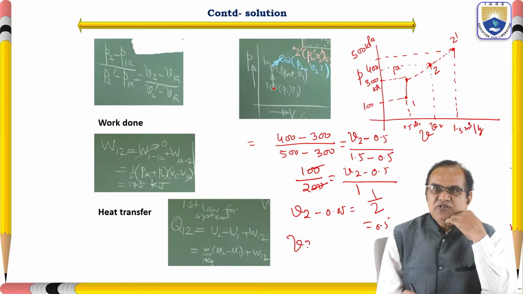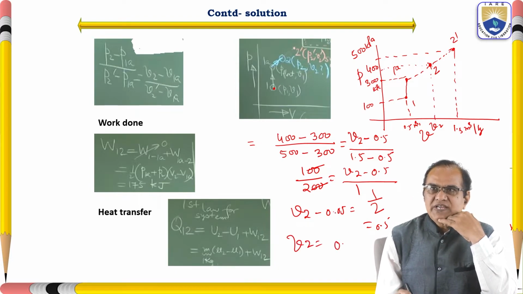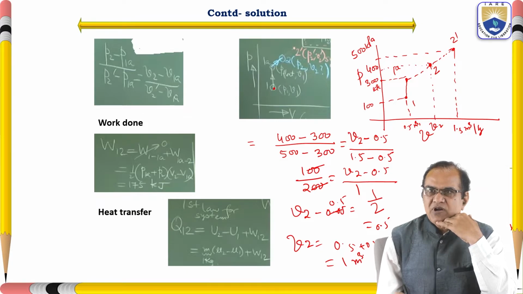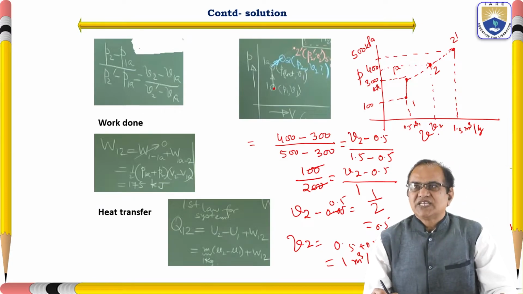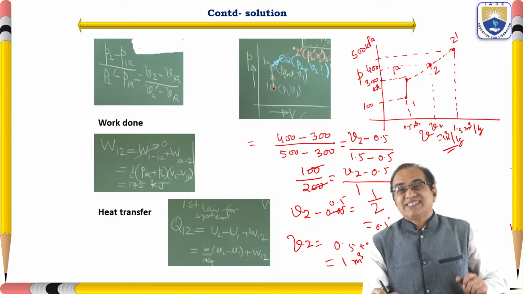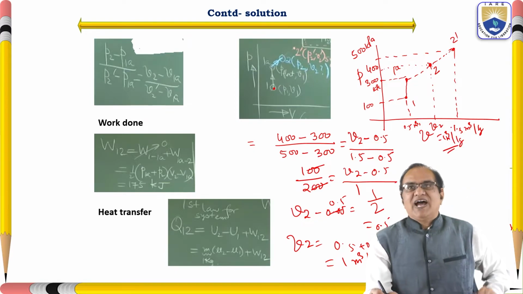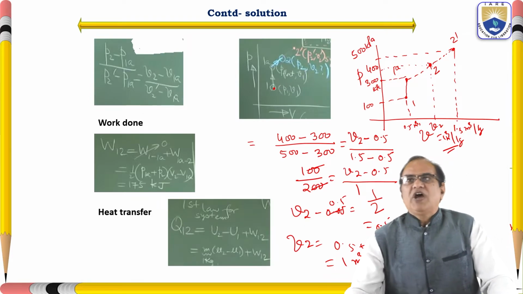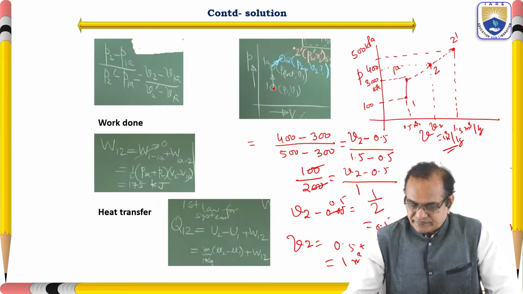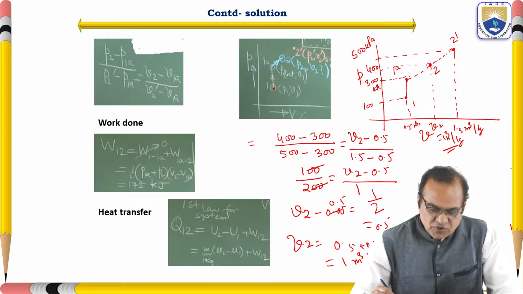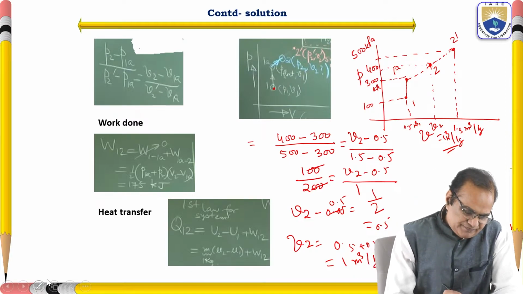So V2 is equal to 0. Here this is 0.5, and 0.5 plus 0.5 is equal to 1 meter cube per kg. So we got this as 1 meter cube per kg. This is another answer which we want. So we got it. Now we have to find out the work done, and we have also to find out the point.